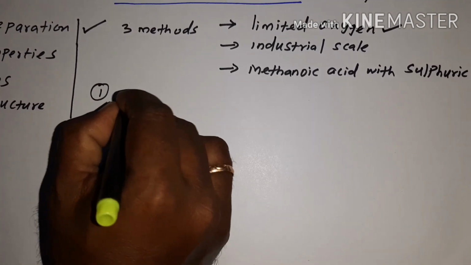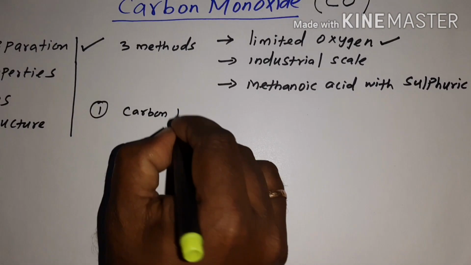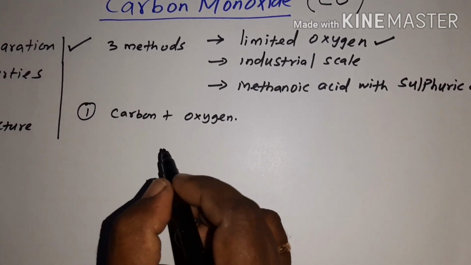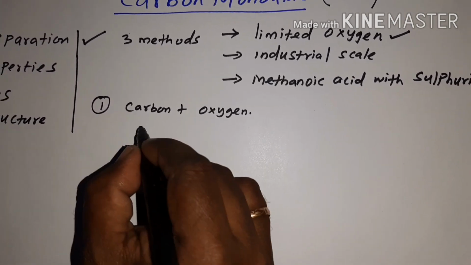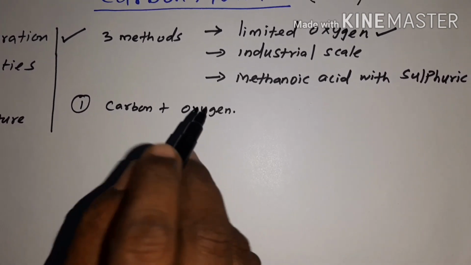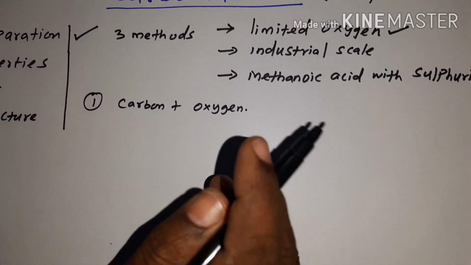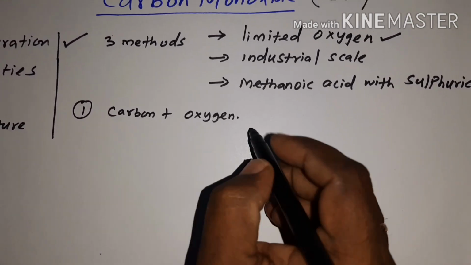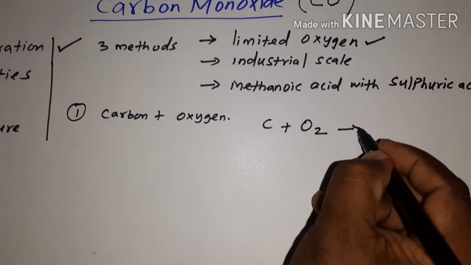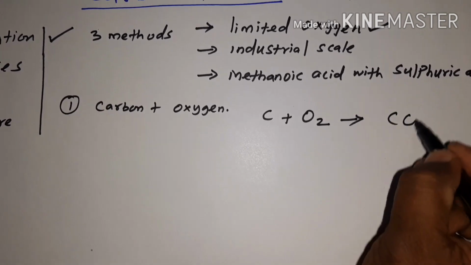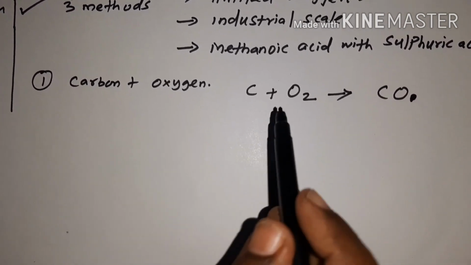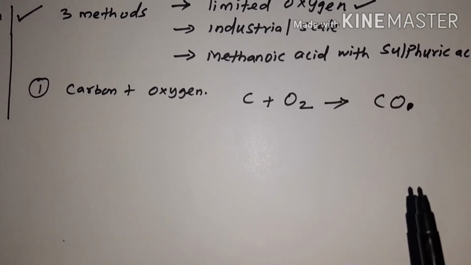So first method, carbon plus oxygen. When carbon reacts with a limited amount of oxygen, here oxygen should be in very little quantity, not in excess. So the reaction is carbon plus oxygen, we will get carbon monoxide. Both sides you have to check and balance the equation.